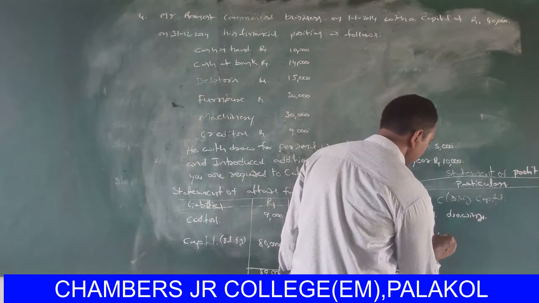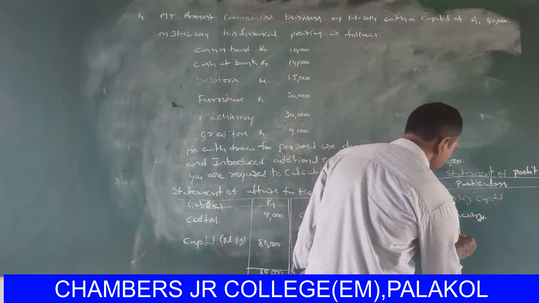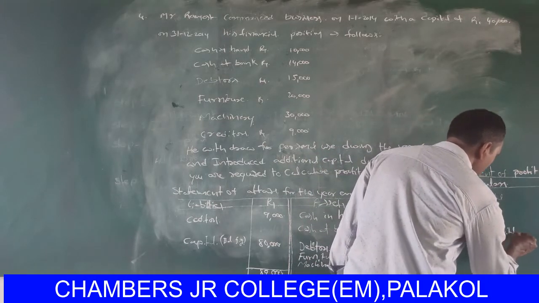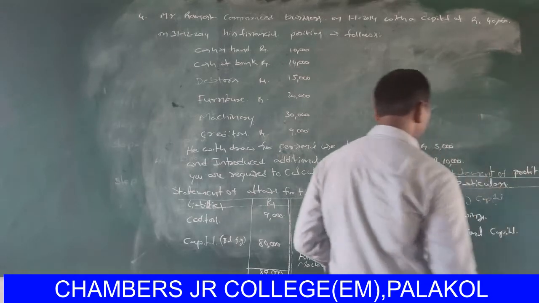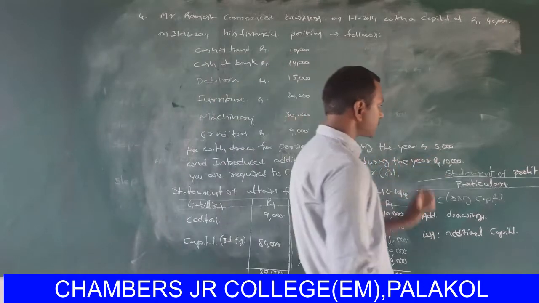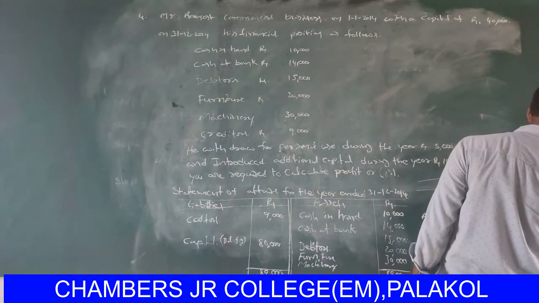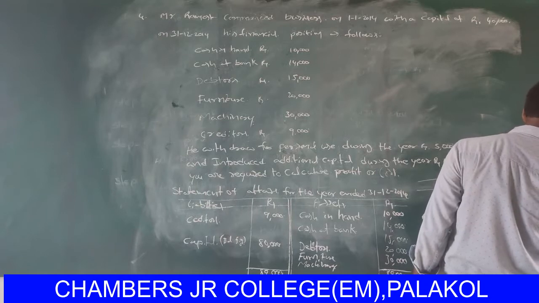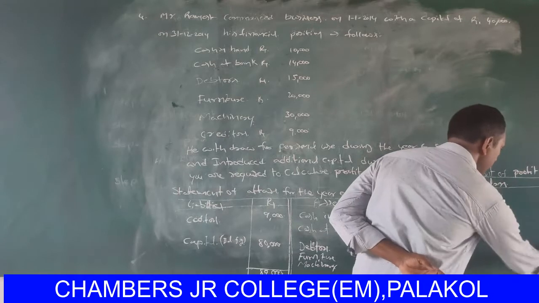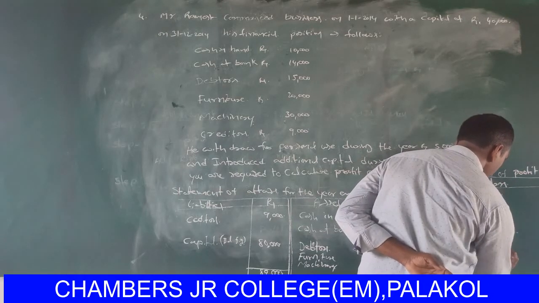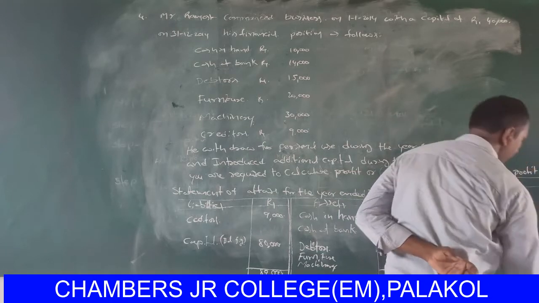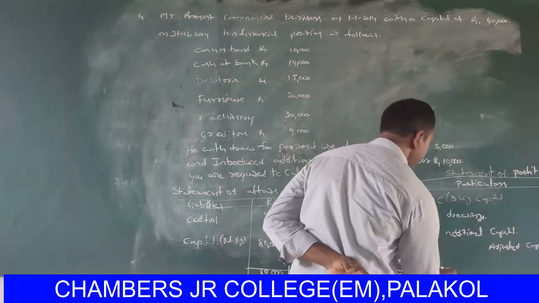Less additional capital. He introduced additional capital during the year, rupees 10,000. 85,000 minus 10,000 equal to 75,000. This is adjusted capital. Adjusted capital 75,000.